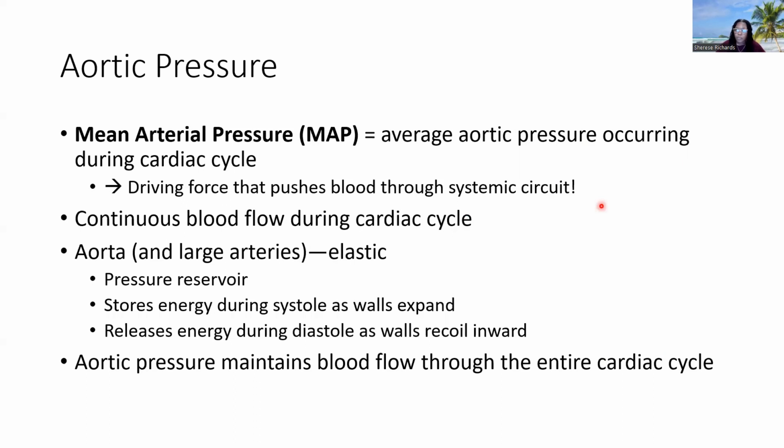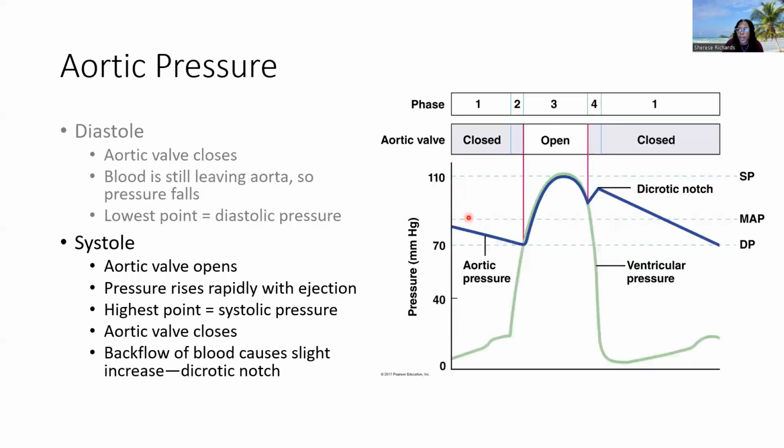All right. Let's talk about the aortic pressure here. And on that basis, we can think about the mean arterial pressure. This is the average aortic pressure across the entire cardiac cycle. So if we look at the change in this pressure, here we have our pressure curve, right? We're starting at about 80. We're dropping down to 70. We're going all the way up to 110. And then we come all the way back down to 70, right?